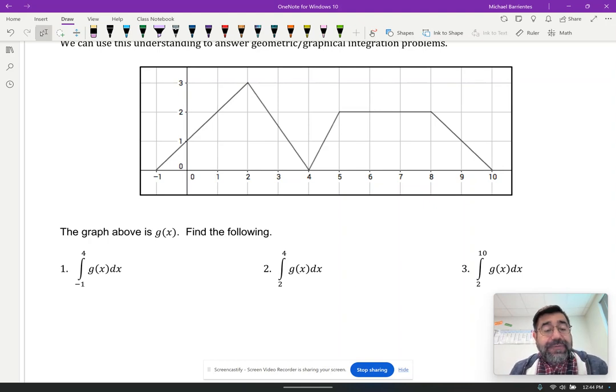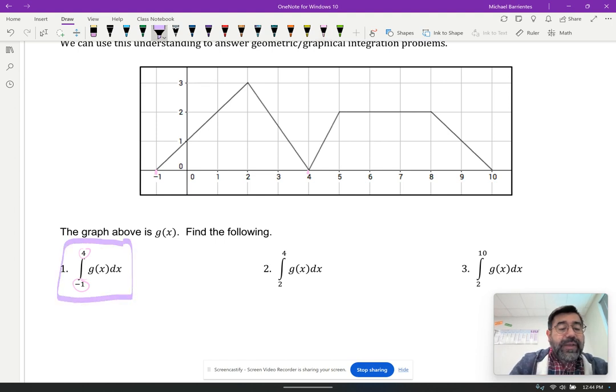So we're given the graph of g of x, and we're going to find the following. We're going to find the integral of g of x dx from -1 to 4. I'm going to go ahead and mark that off. From -1 to 4, this whole thing finds this shaded part that I'm about to shade in.